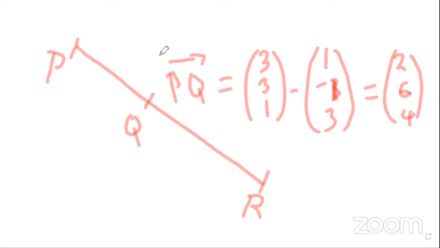So I had written my P wrong. Let's correct that. P is 1, negative 1, 3. So 3 minus 1 gives you 2. Then we have 3 minus negative 1 to give you 4. Then 1 minus 3 to give you negative 2.